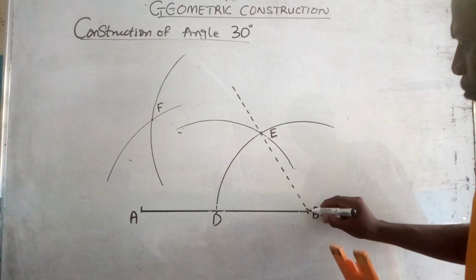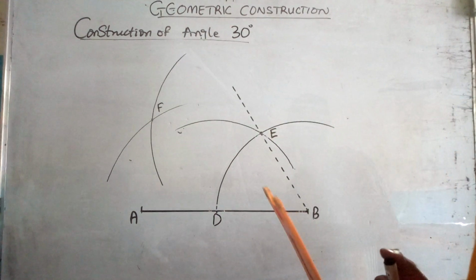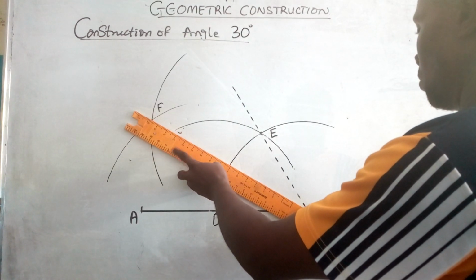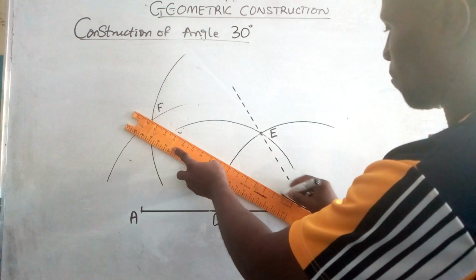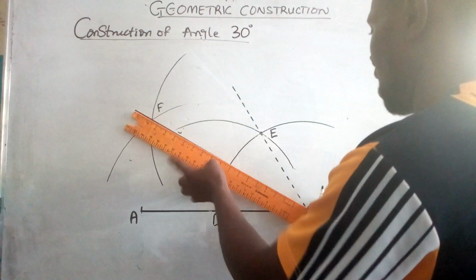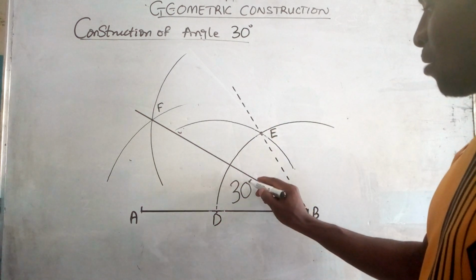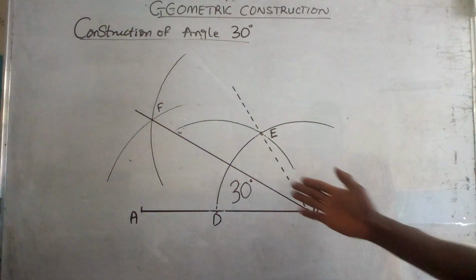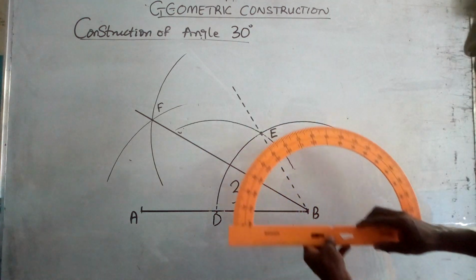Alright, so we now join B all the way to F to obtain our angle 30 degrees. And look at how to do that. We join point B all the way to F. We can now draw a straight line. So the angle we have here is angle 30 degree. We can use our protractor to have a measurement of this angle to see actually whether we're able to get the angle accurately.